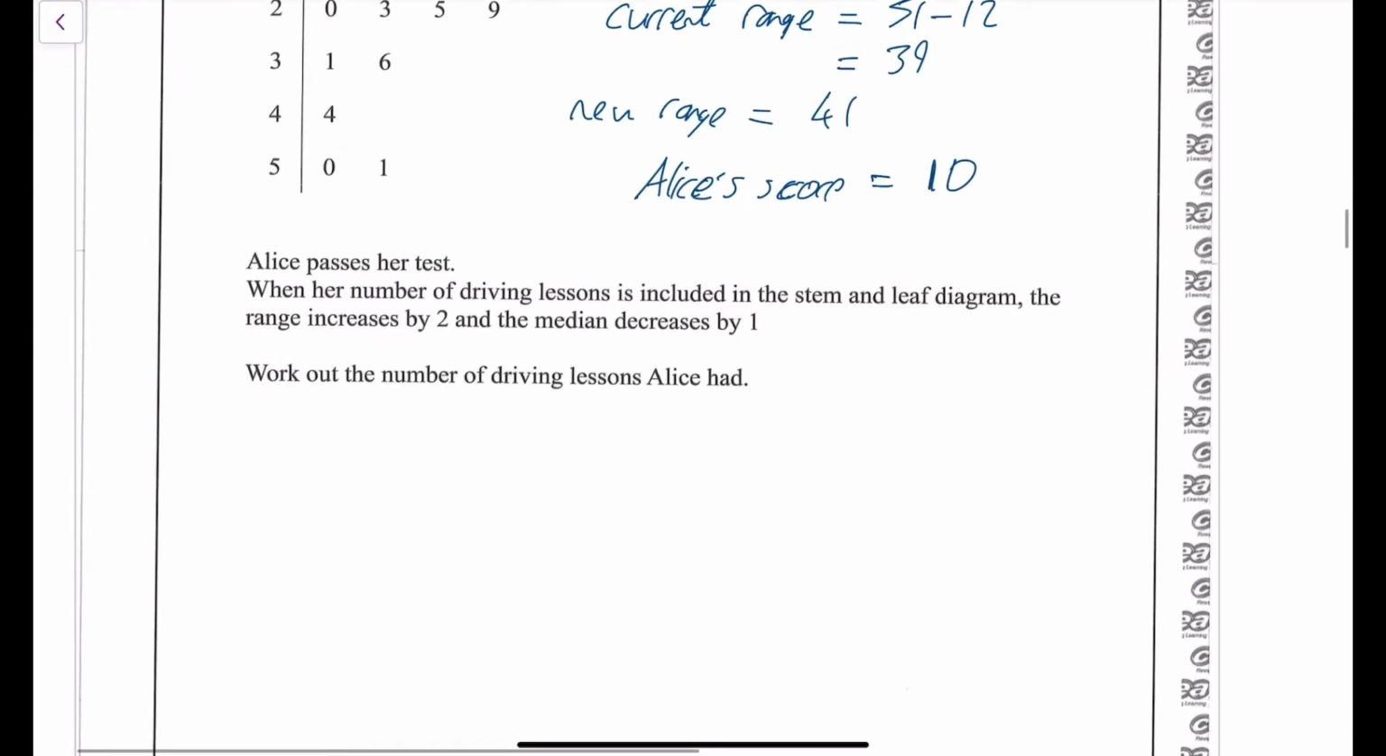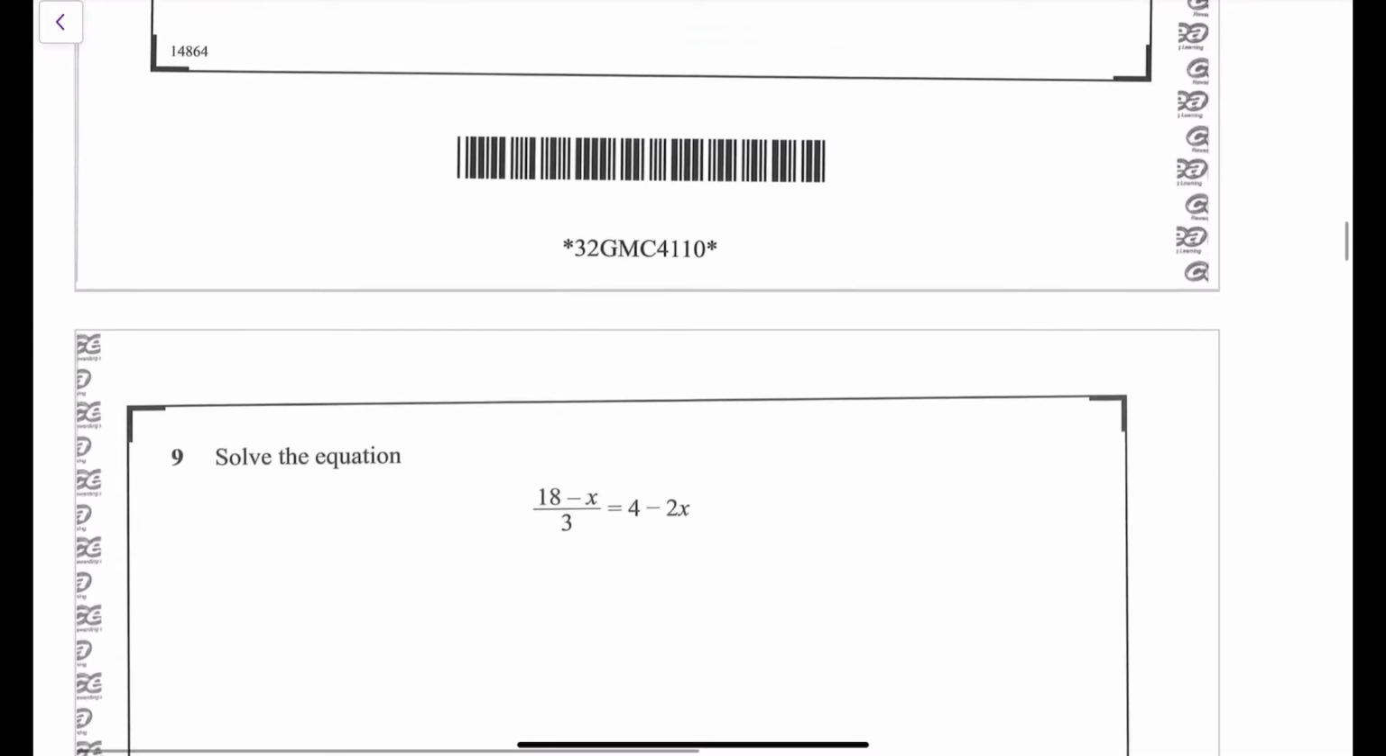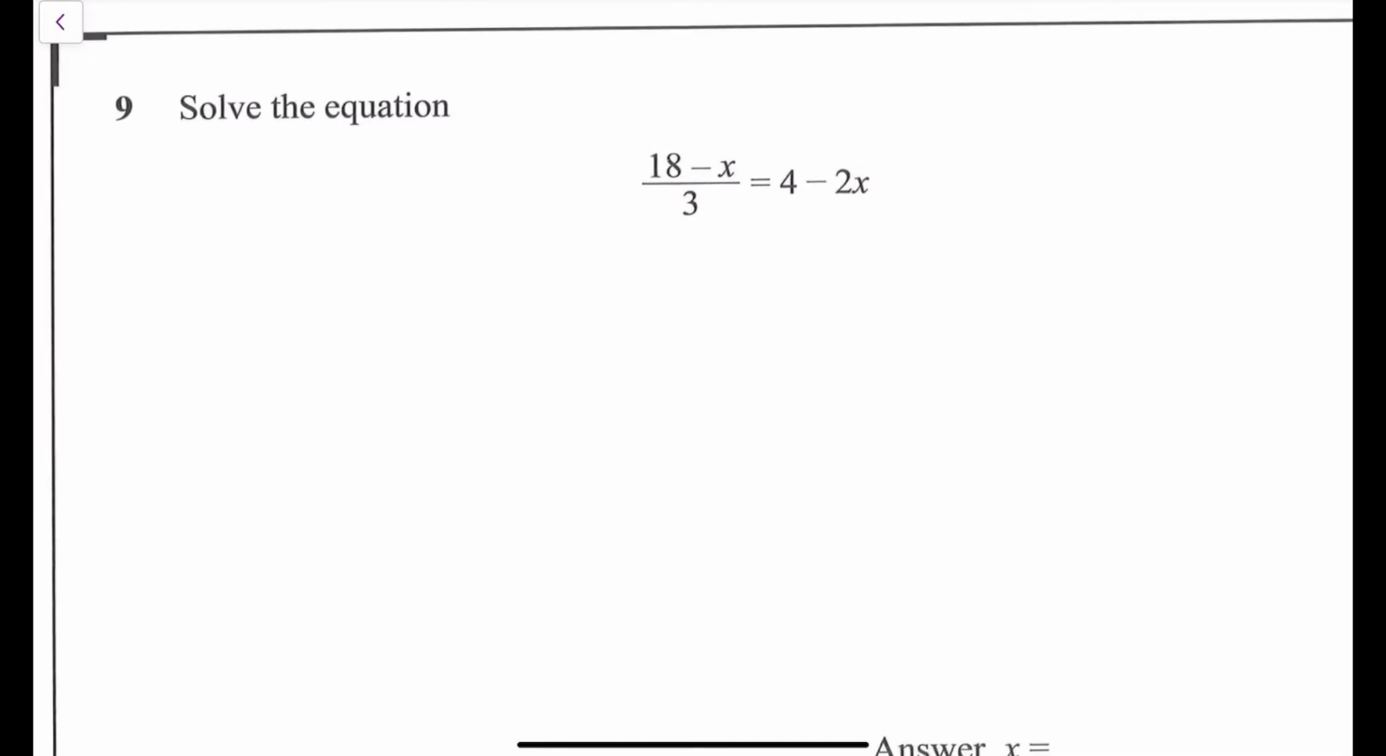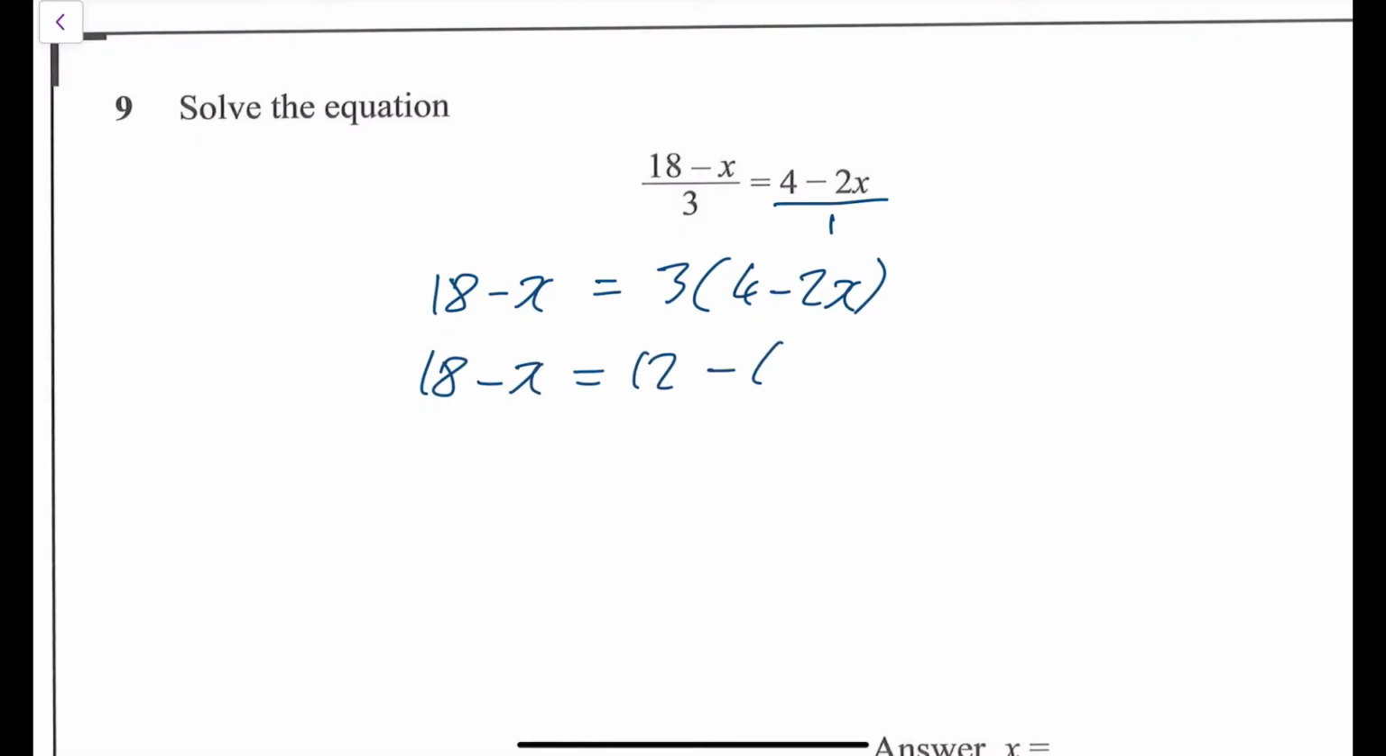Okay, right, next one. Lovely wee algebraic question. We've basically got a fraction equal to a fraction. It's not quite a fraction equal to a fraction, but I can make it one by doing this. Then at this stage, you just cross multiply. So you'll have 18 minus x times 1 is equal to 3 times the 4 minus 2x. Multiply out: 18 minus x is equal to 12 minus 6x.